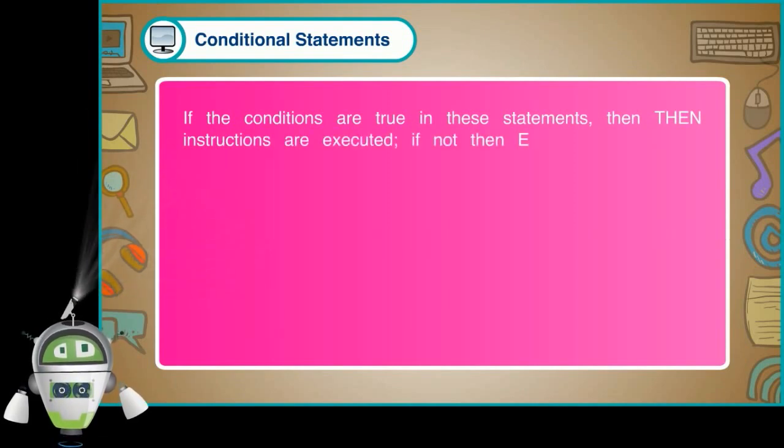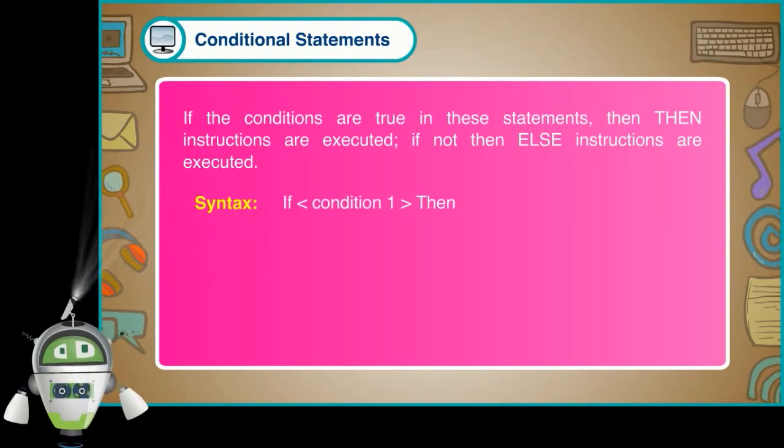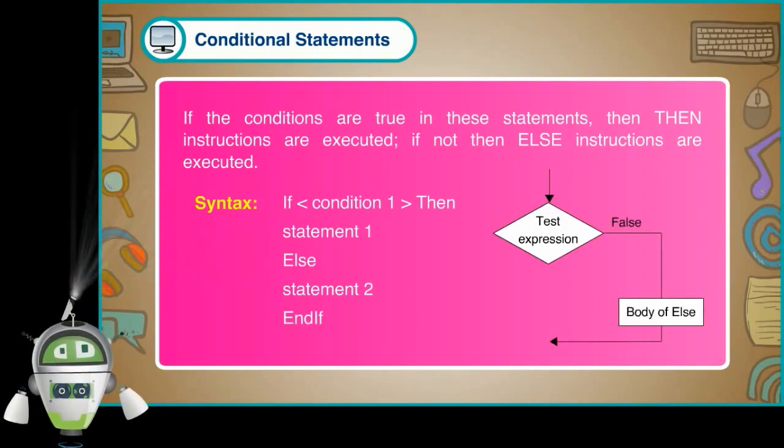If the conditions are true in these statements, then instructions are executed. If not, then else instructions are executed. Syntax: if condition 1, then statement 1, else statement 2, end if. Test expression: if false, body of else. If true, body of if.